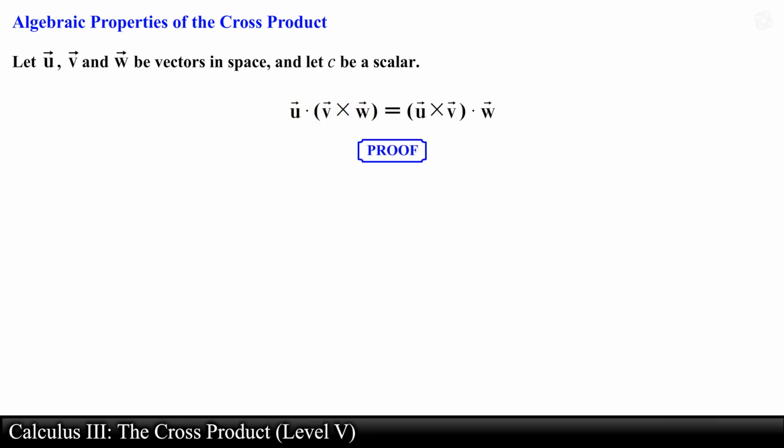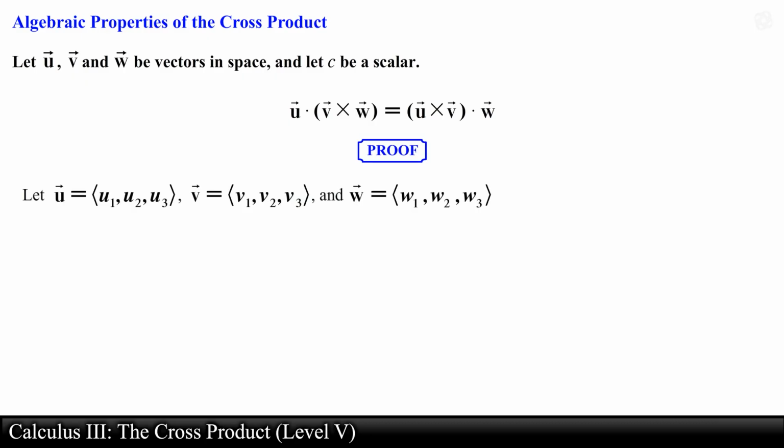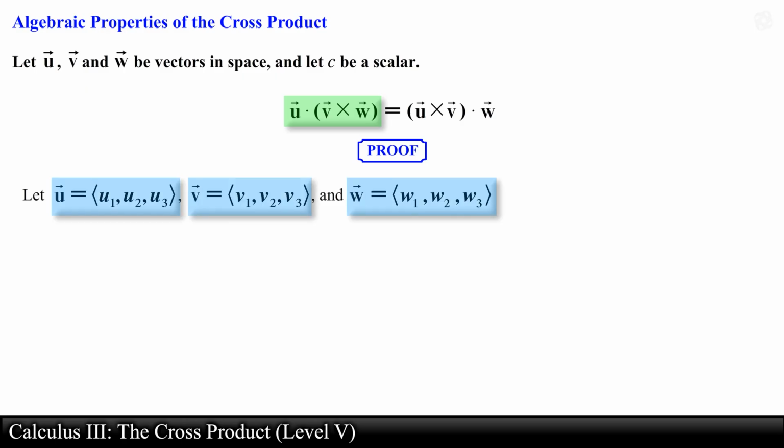The proof of this property is very similar to the previous proofs. We go ahead and denote each vector in component form. Then we work with the left-hand side and find an expression in terms of these components, and do the same for the right side of the expression. In the end, both the left and right side should have identical expressions for their components.